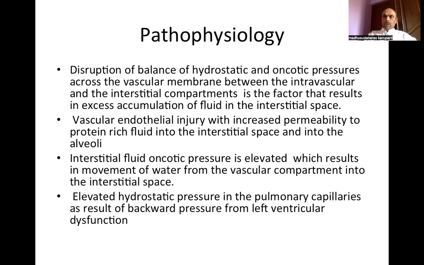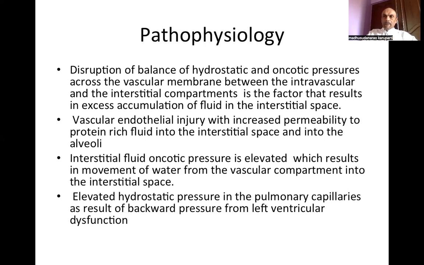In a normal individual, there is a balance between these two forces, that is, a balance between the hydrostatic and oncotic pressures. Usually the fluid from the extravascular compartment moves into the capillaries, at the capillary end of the arterioles. But in conditions such as cardiogenic edema, there is rising hydrostatic pressure in the capillary end of the arterioles. So the fluid moves out of the capillaries into the interstitial compartment, thereby causing pulmonary edema.